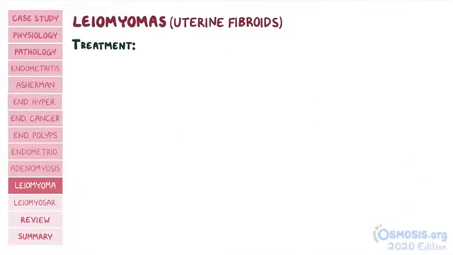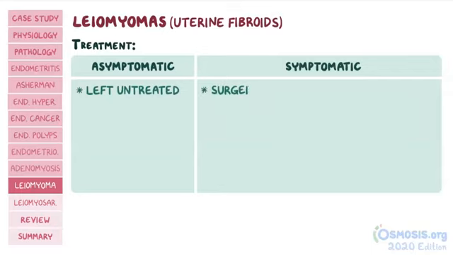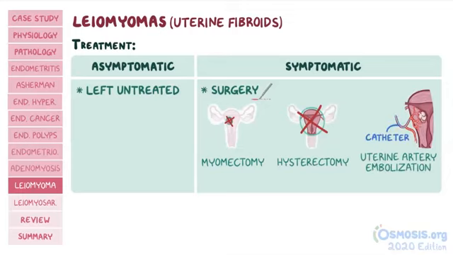Treatment of uterine fibroids varies. Asymptomatic uterine fibroids are usually left untreated, while symptomatic fibroids can be treated with surgery, either a myomectomy or a hysterectomy, or uterine artery embolization, where a catheter is used to reduce blood flow to the fibroids and causes them to shrink.